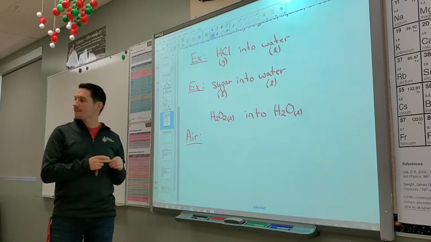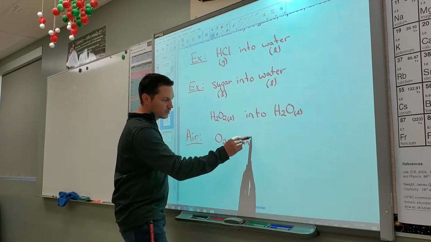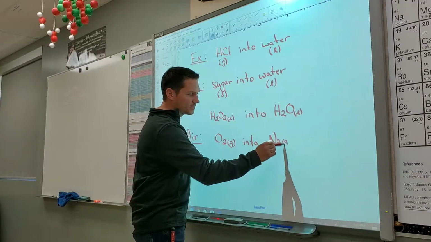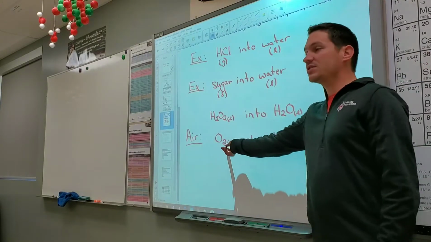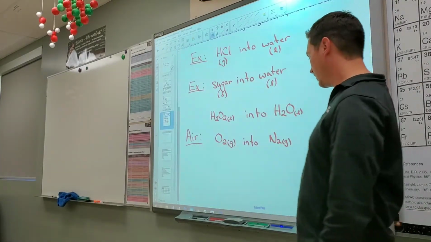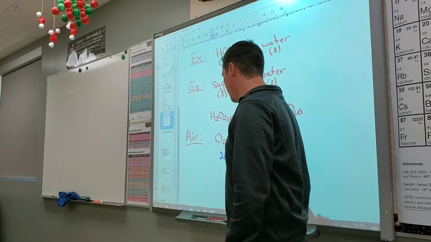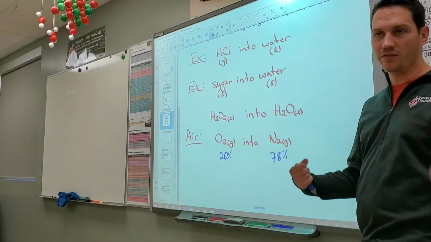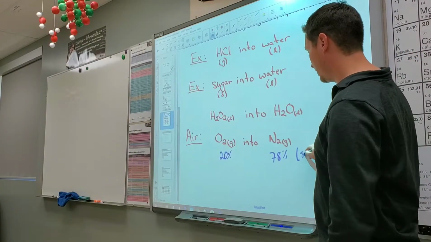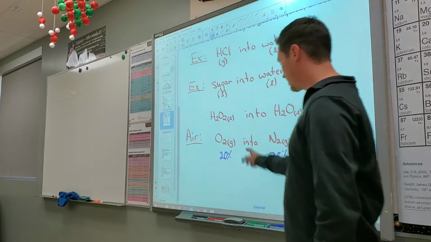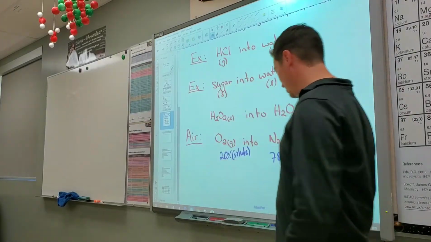What gases are surrounding you right now? Yeah. So it's oxygen gas dissolved into nitrogen gas. Which one of these is the solute and which one is the solvent? If I said nitrogen gas was 78% of our air and oxygen gas was about 20% of our air, which one to you is the solvent and which one is the solute? This is the solvent, right? And this one is the solute. Hopefully that makes sense. Not that big of a deal.